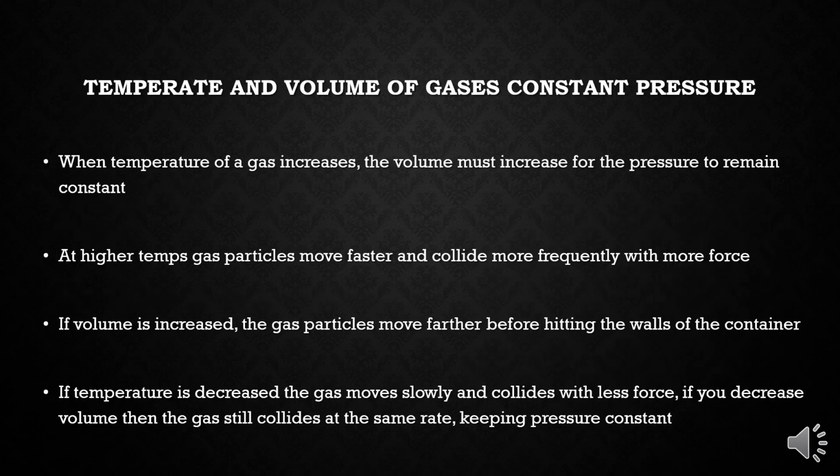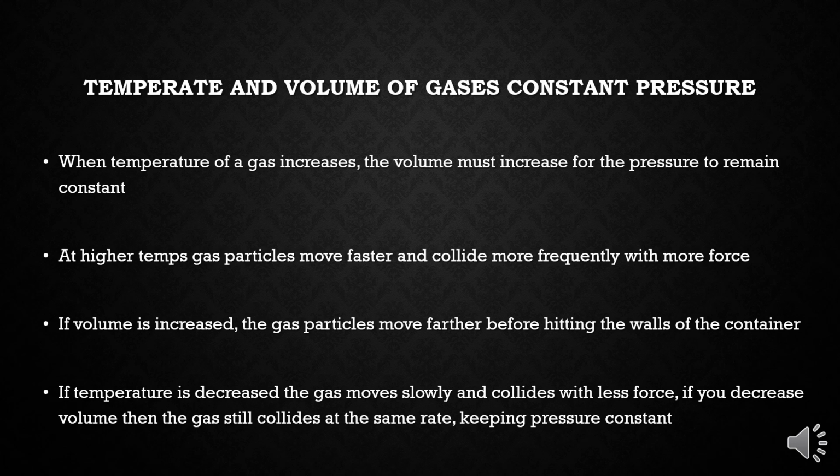Temperature and volume of gases at constant pressure. So what happens if we keep our pressure constant? When your temperature goes up, the volume has to increase for pressure to remain constant. So if your temperature goes up, you're moving faster, they need to have more room to run around in so that the pressure remains the same. At higher temperatures, they move faster, they collide more frequently. If you increase your volume, they're further away, so they won't hit the walls of the container as often.